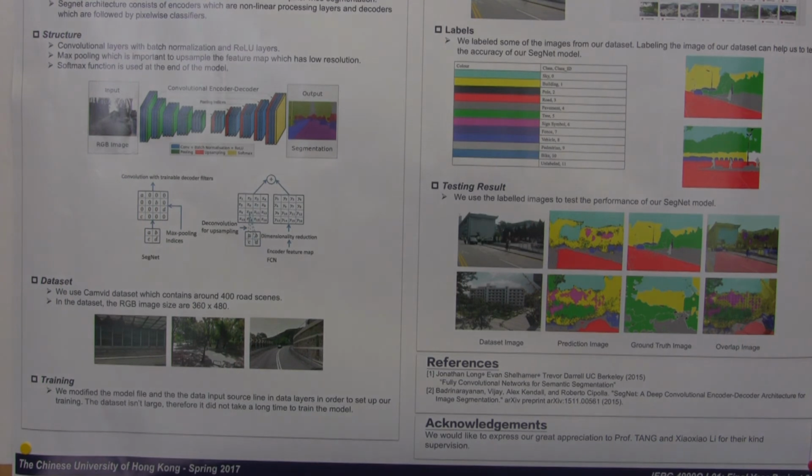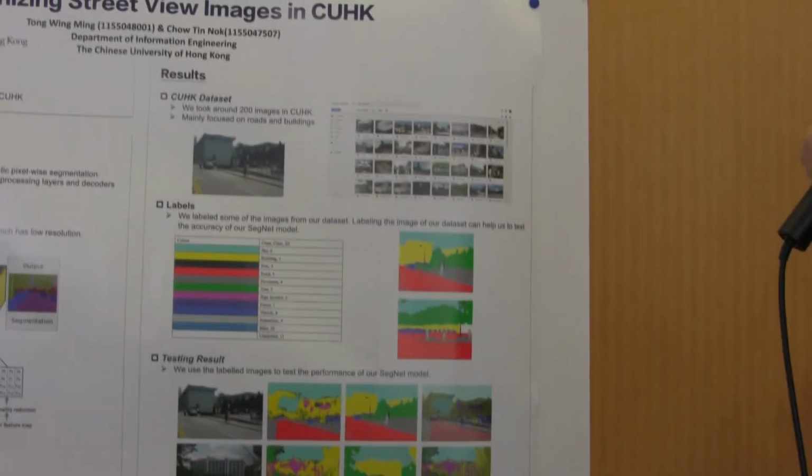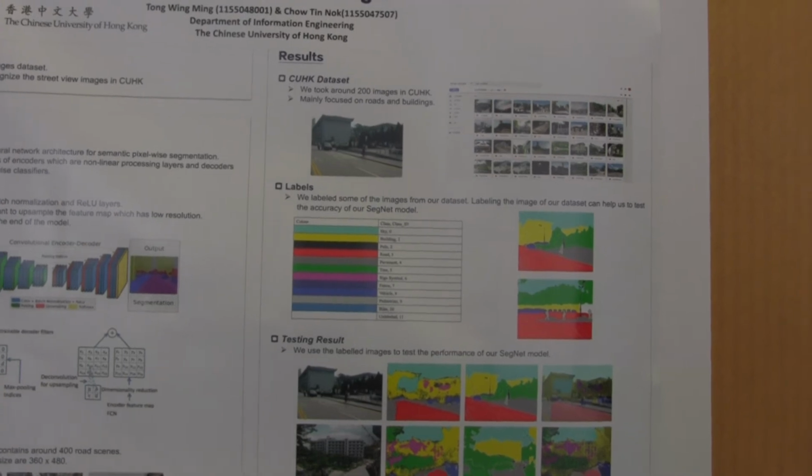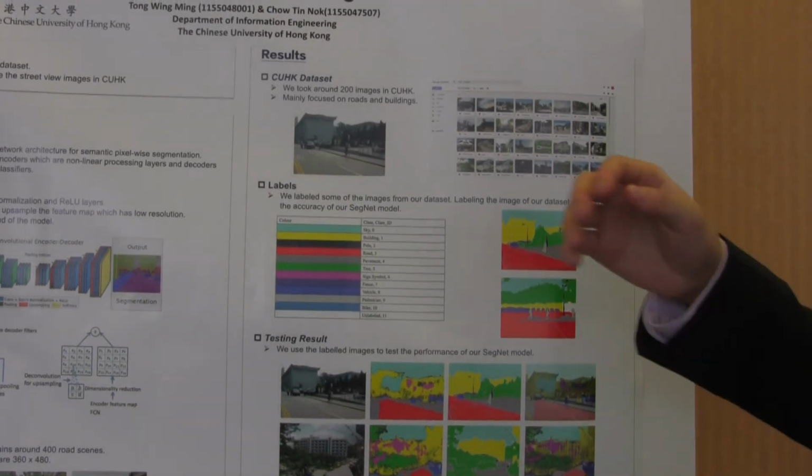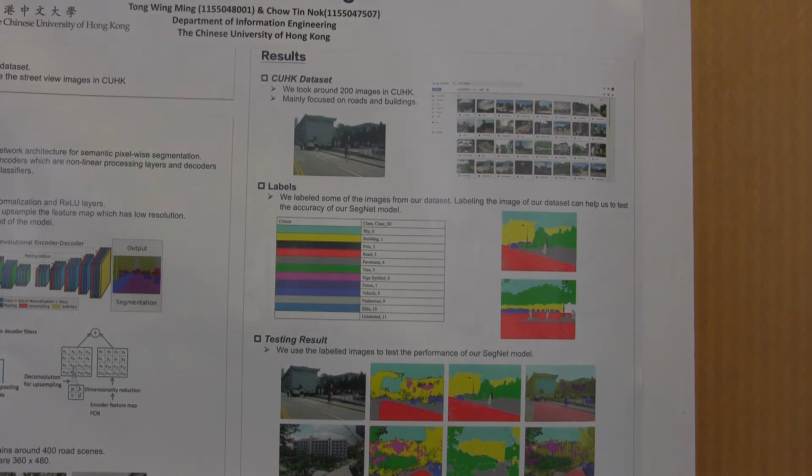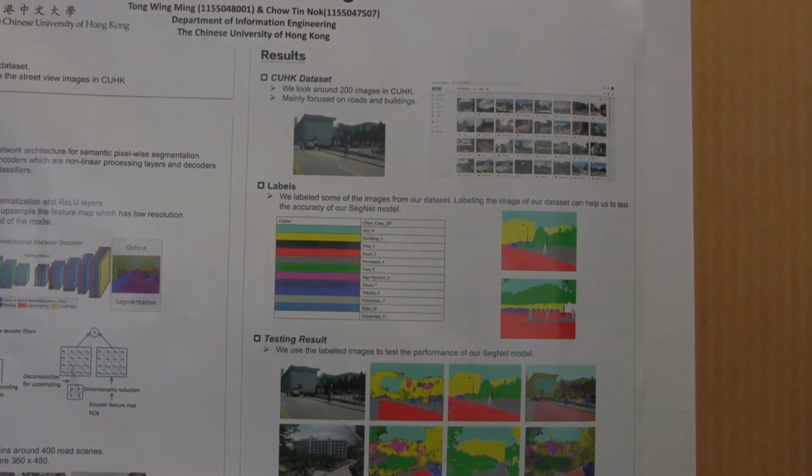In this part, I'm going to talk about the results we have achieved this semester. First, we have built a CHK dataset for our FYP project. We have taken around 200 images in CHK, and these images mainly focus on roads and buildings. The reason why the images focus on roads and buildings is because the CamVid dataset is the street view of European countries, and we are mainly focusing on roads and buildings to make it more similar to this dataset. And here come the thumbnails of our dataset and an example image of our dataset.